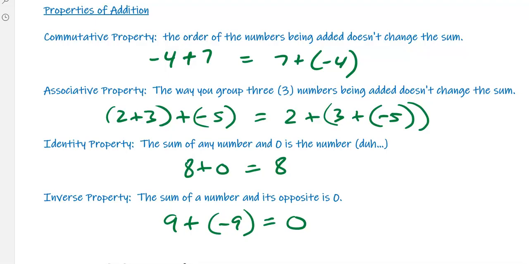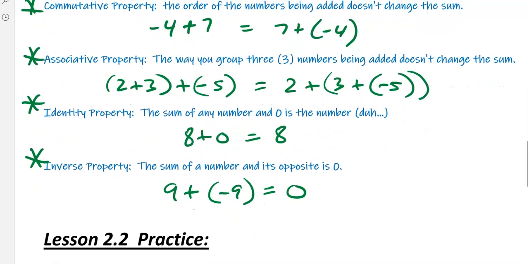Please make sure that you write these all down along with the examples. They are super important for you to remember moving forward. And we have come to the end of today's lesson. So remember, commutative, associative, identity property, and inverse property. And remember the rules for adding numbers that have the same and different signs.